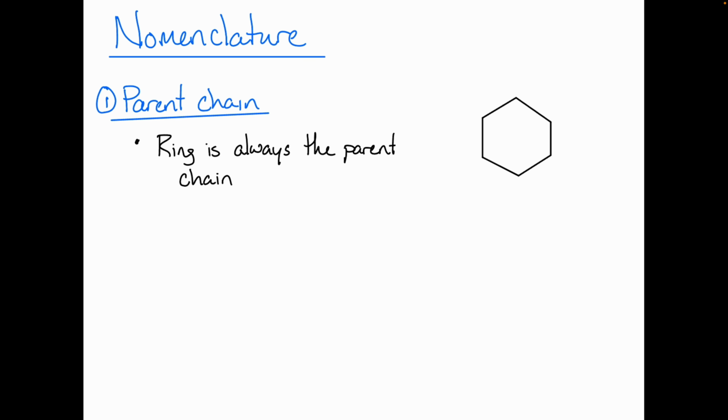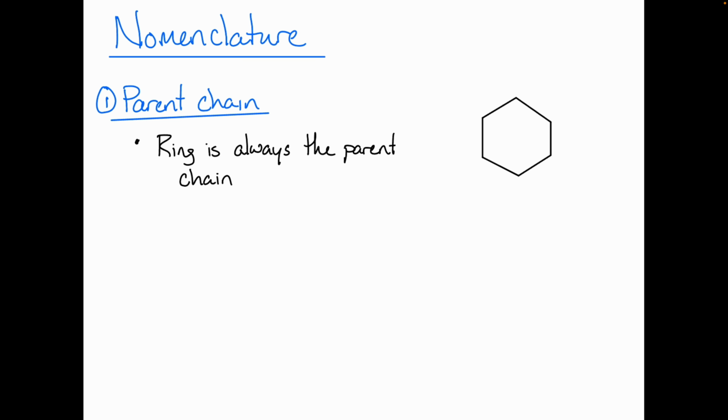Now, I'm lying to you a little bit. There are special cases where if you see a structure with a ring in it, the ring isn't the parent chain. But I'm going to pick my battles in this course and not try to teach every exception under the sun. So as far as we're concerned, if we see a structure with a ring in it, that ring is always going to be the parent chain of that molecule.